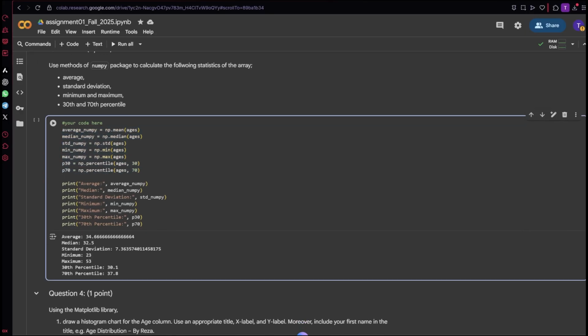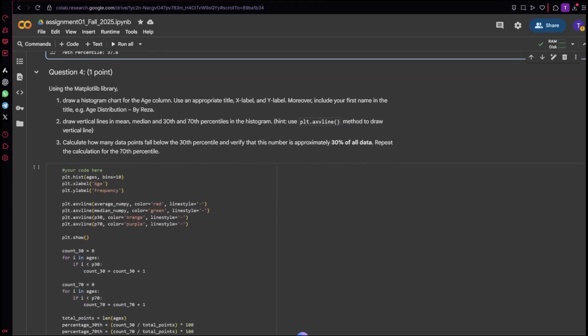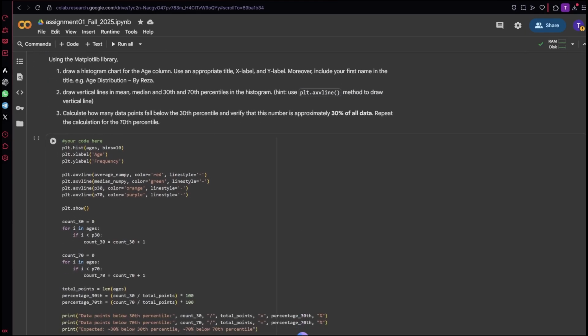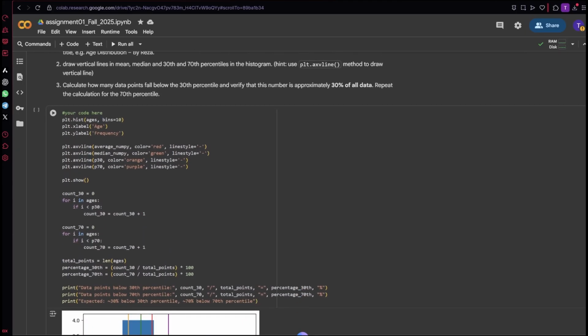In section 4, data visualization with matplotlib, I used plt.hist(ages, bins=10) to create a histogram. Parameters are the data and number of bins. This helps explore data distribution before modeling, which is key in ML. I used plt.axvline to draw vertical lines at statistical landmarks. Parameters are values, colors, and line styles. These lines help interpret model results and identify data characteristics.